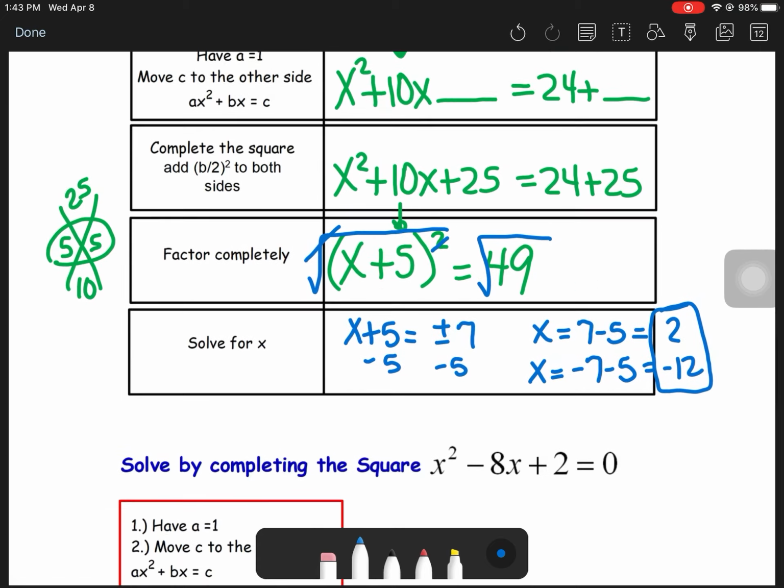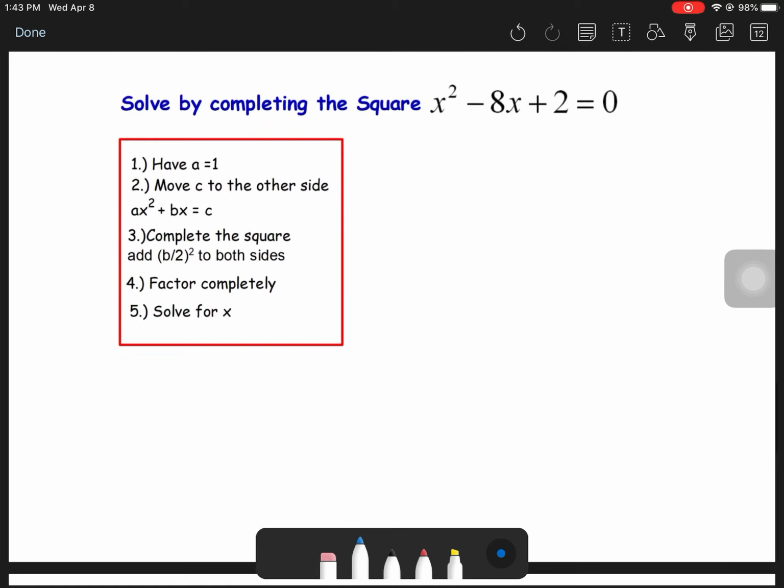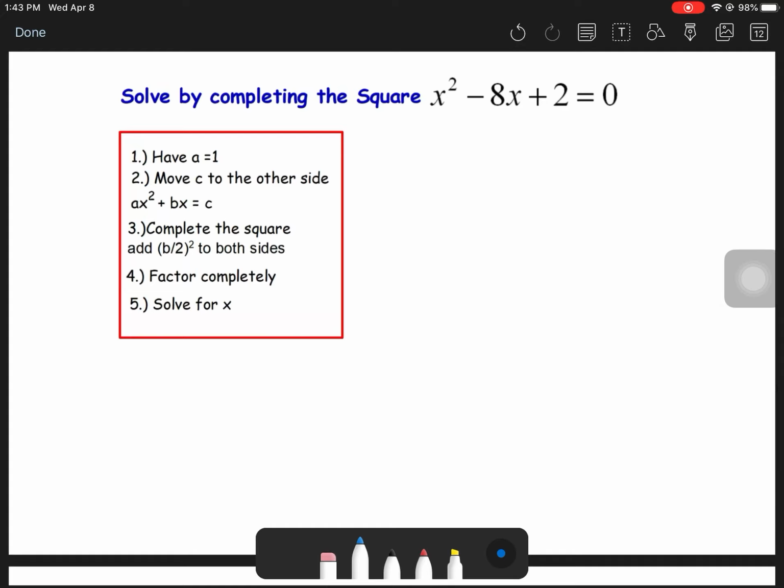Okay, let's try another problem, and I'll be telling you honestly that in this problem we're not going to have our answers work out as nicely. So the first thing we do is we subtract 2 from both sides to get the c on the other side of the equation. Then we rewrite the problem by putting blanks in so that we can remember to complete the square. Next step, take the negative 8 divided by 2, which is negative 4, squared, which then is 16.